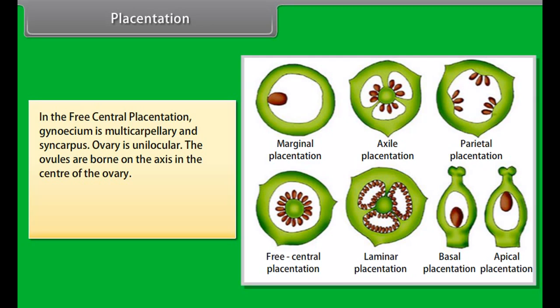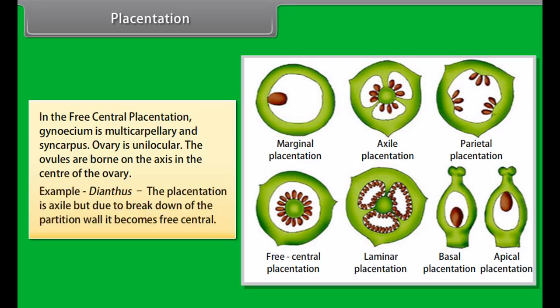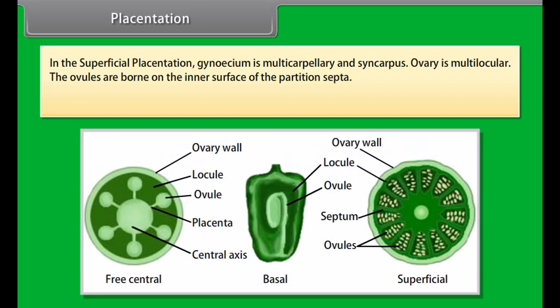Ovary is unilocular. The ovules are borne on the axis in the center of the ovary. Example, Dianthus. The placentation is axile, but due to breakdown of the partition wall, it becomes free central. In superficial placentation, gynoecium is multicarpellary and syncarpous. Ovary is multilocular. The ovules are borne on the inner surface of the partition septa. Example, Nymphaea.